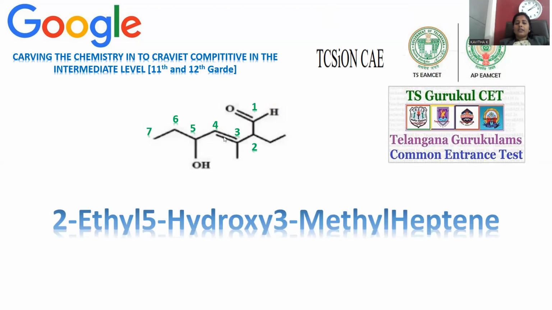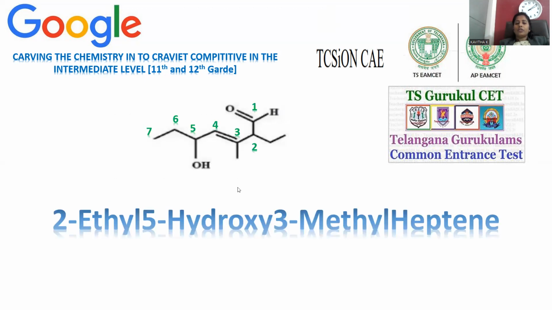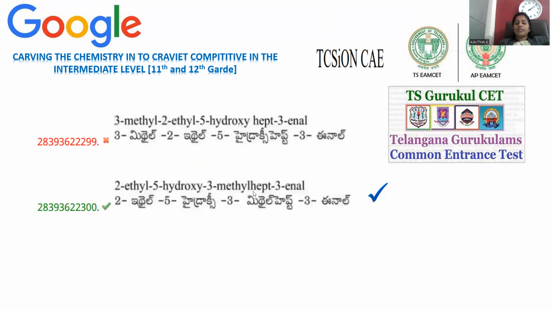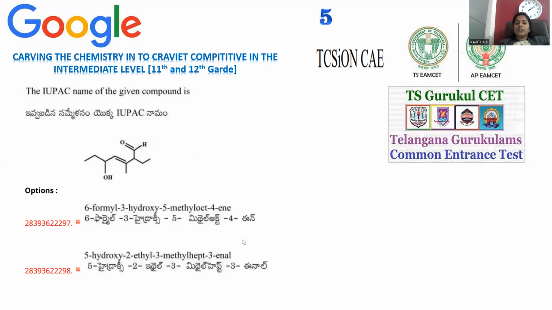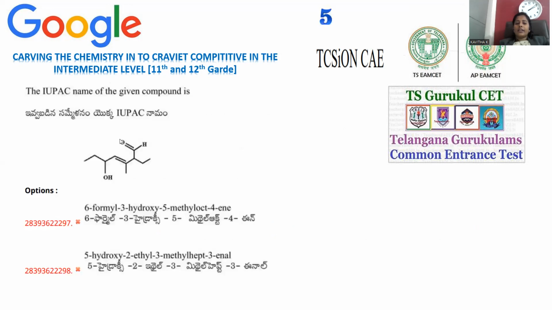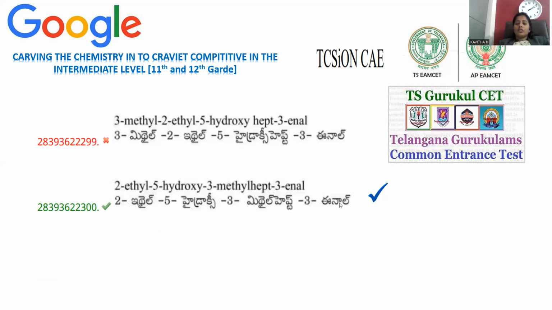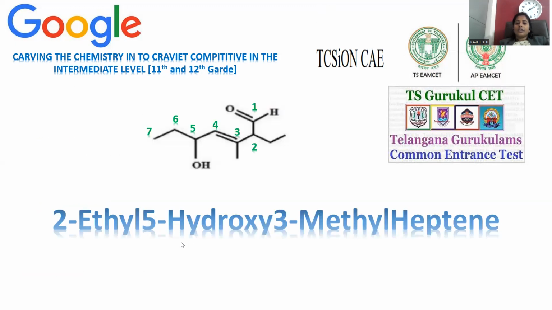Then on third carbon, double bond is there, 3 methyl is there, and 3 ene is there. So on third carbon methyl is there, double bond is there. Let me put 3 methyl, 3 ene, both. And the parent chain is 7 carbon length, so let me say hept. And being an alcohol, always ol in the IUPAC nomenclature. So 2 ethyl, 5 hydroxy, 3 methyl hept 3 enol is the right naming for the given organic compound. Move on to question number 6.